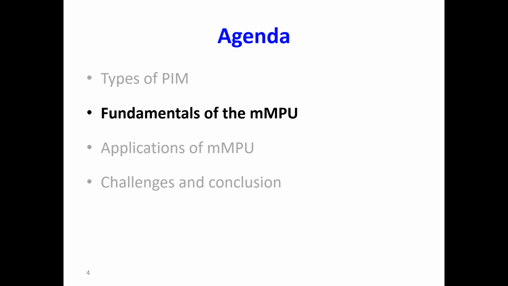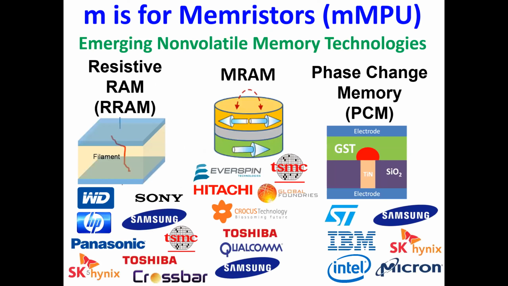So let's talk about the fundamentals. How can we build a Memristive memory processing unit? So the first M is memristors. We will use Memristive technology.